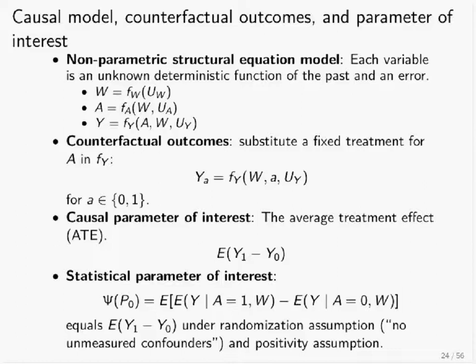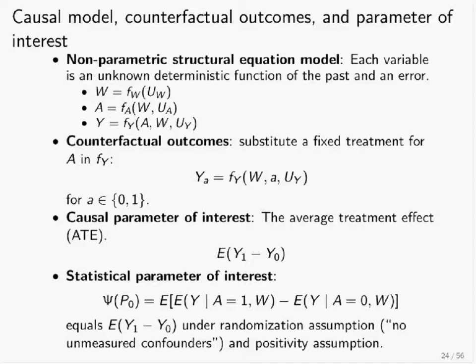And that defines a new random variable, you might call it Y_a, which is just F_Y evaluated where A is set equal to a. Otherwise, it's the same random variable as for Y. But that's the counterfactual. You then say, I care about comparing the outcome in the world where everybody uses treatment A equals 1 in the population versus everybody uses treatment A equals 0. And that's the additive causal effect, for example, and that might be your parameter of interest.